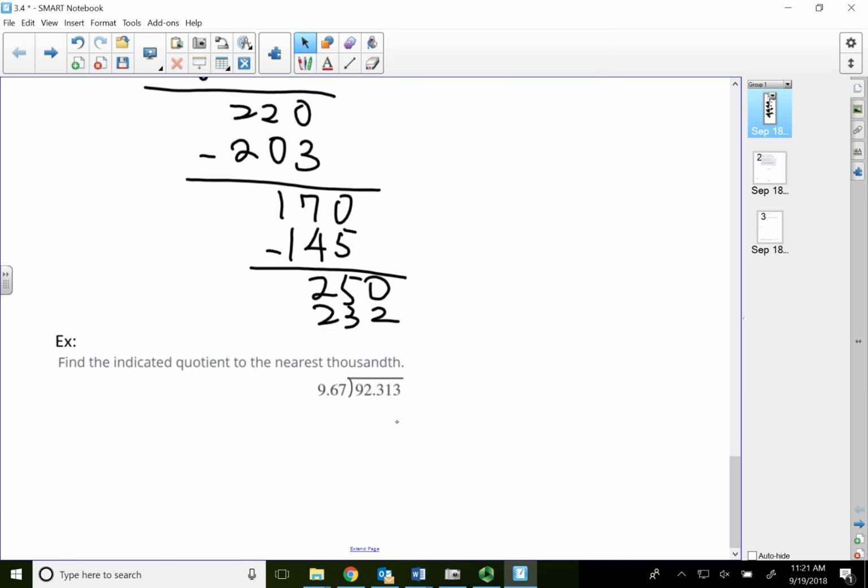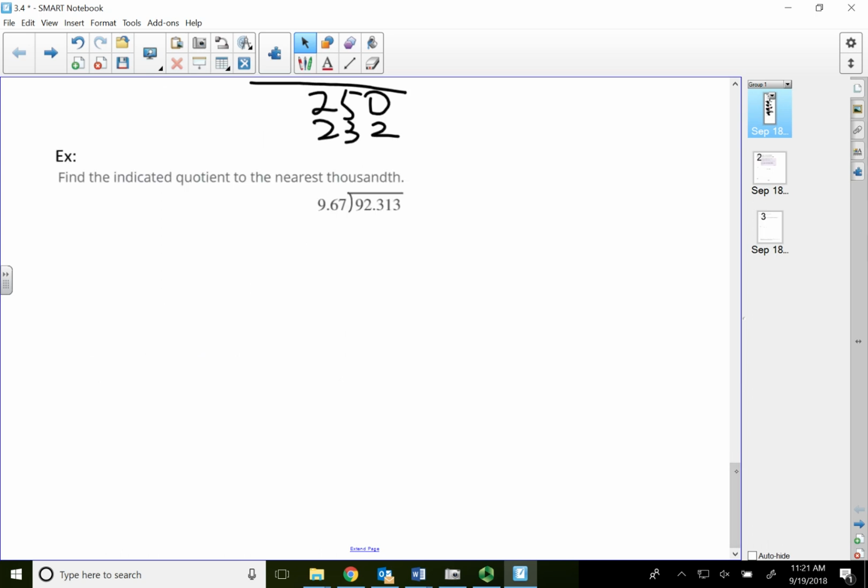The only example I'm not doing here is round to nearest whole number. Round to nearest whole number means round to nearest ones place. All right, let's try this one. Round to nearest thousandth.